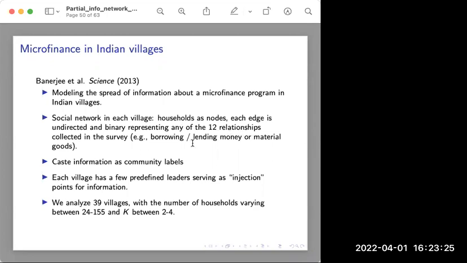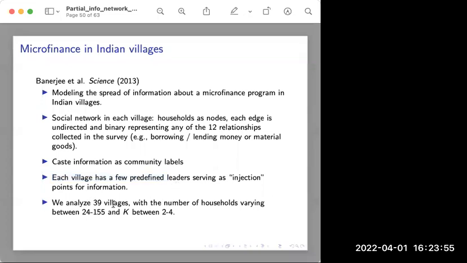So these relationships can be borrowing or lending of money or material goods. And for community labels, we used the caste information available in their survey. Each village also has a few predefined leaders serving as injection points for the information. What happened was they first held meetings with these leaders within each village, told them about this program, and then asked them to spread information about this program.